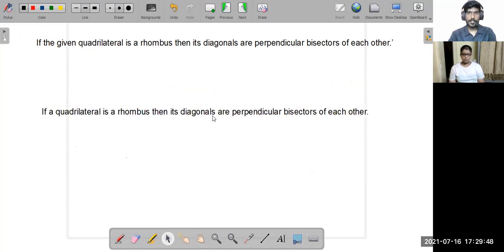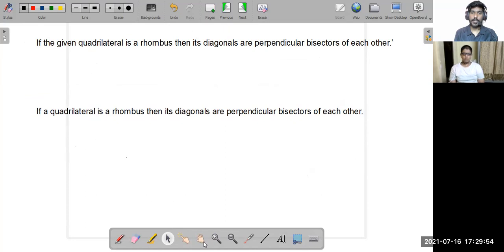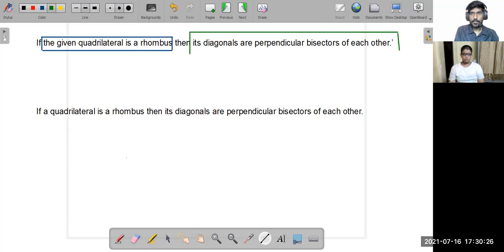If you see, the first statement is the original statement. If the given quadrilateral is a rhombus, then its diagonals are perpendicular to each other. I'll mark in blue. This is the antecedent. The blue is the antecedent and the green is the consequence. So this is your original conditional statement.